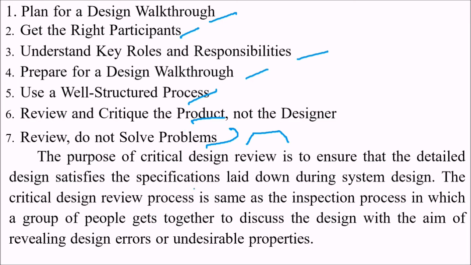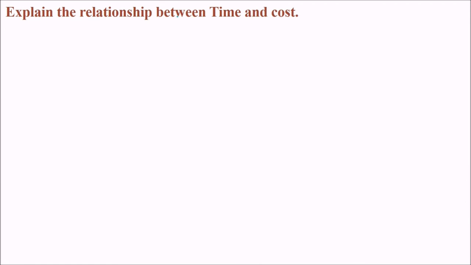So the purpose of critical design review is to ensure that the detailed design satisfies the specification laid down during the system design. The critical design review process is the same as the inspection process, in which a group of people get together to discuss the design with the aim of revealing design errors or certain undesirable properties.